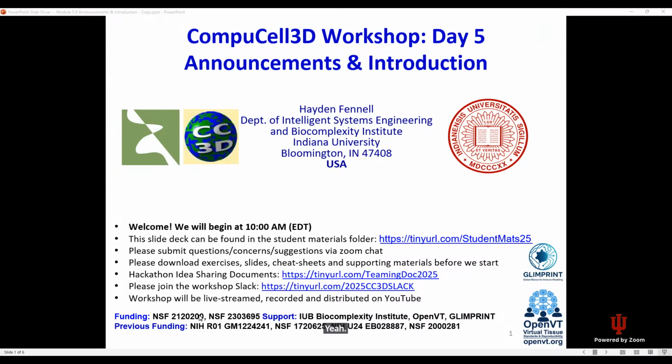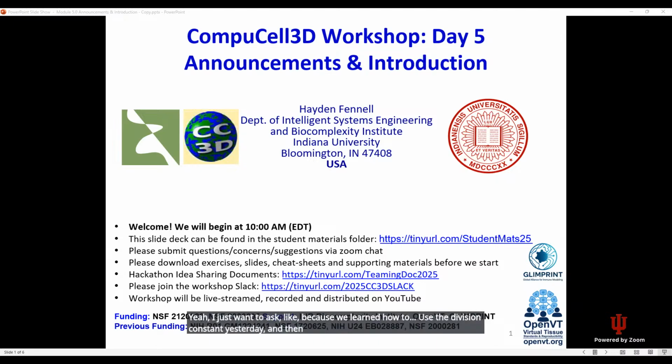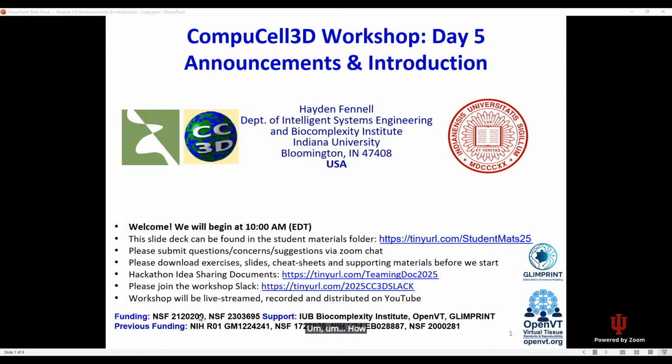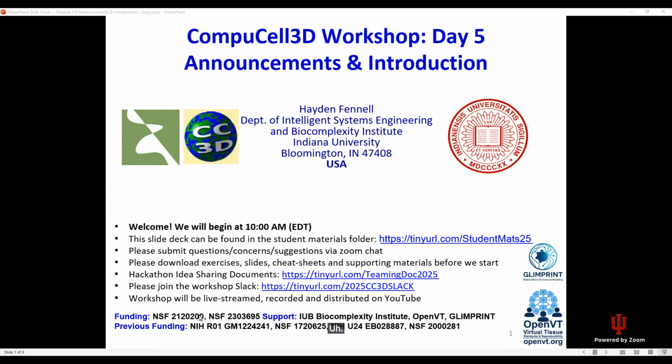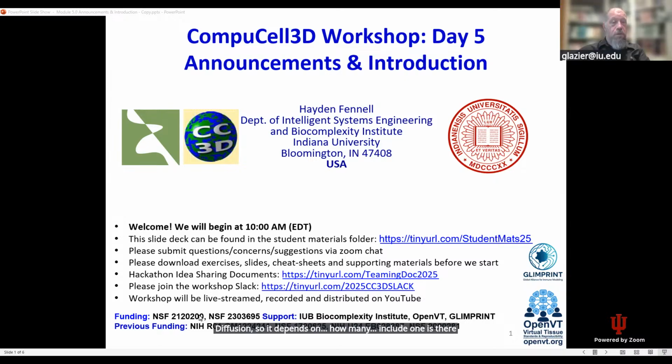Because we learned how to use the diffusion constant yesterday, if I want to model facilitated diffusion or active transport, how should I do that? Do I edit it every step? What kind of active transport? Actually, I want to model GLUT1 glucose transport, which is a facilitated diffusion. It depends on how many GLUT1 there are on the membrane.